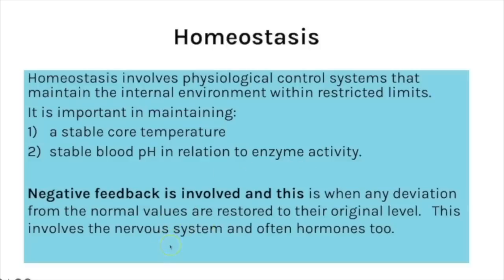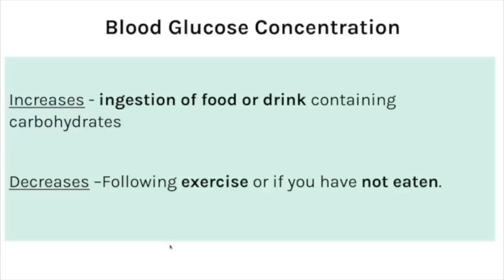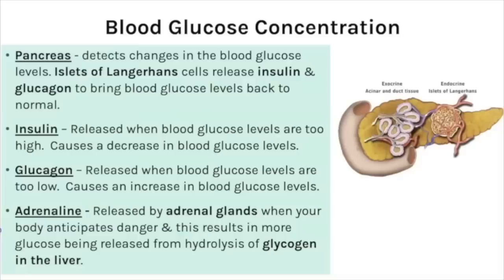And it involves the nervous system and often hormones as well. Two key examples you need to know are blood glucose concentration and water potential. So we'll start with the blood glucose. Now, your blood glucose concentrations will increase after you have eaten food containing carbohydrates or drinks containing carbohydrates, and they'll decrease if you haven't eaten food containing carbohydrate for a while or if you have been exercising.